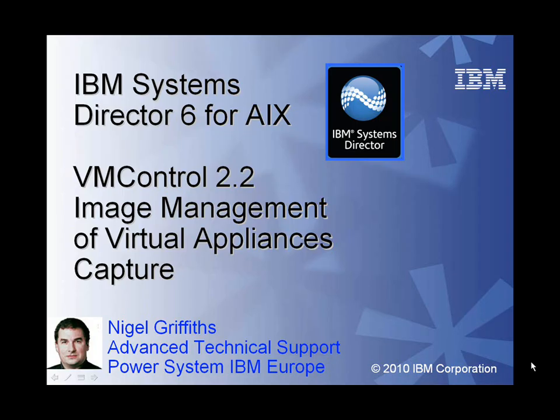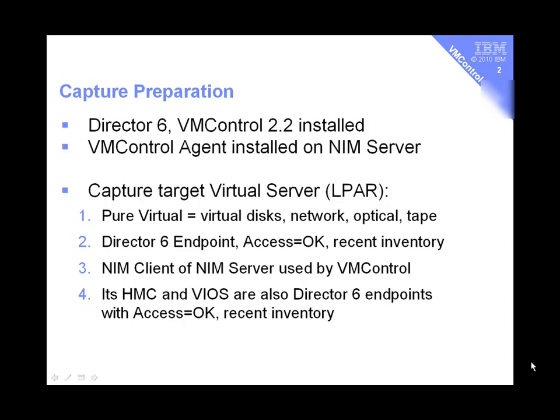In this Director6 for AX movie, we're going to look at VMControl when it's running the image management function, and we're going to capture a virtual appliance. Before you attempt this, you have to have a few things prepared. Of course, you've got to have Director6 running and VMControl installed. You also need the VMControl agent installed on the NIM server. There's another movie that tells you how to do that.